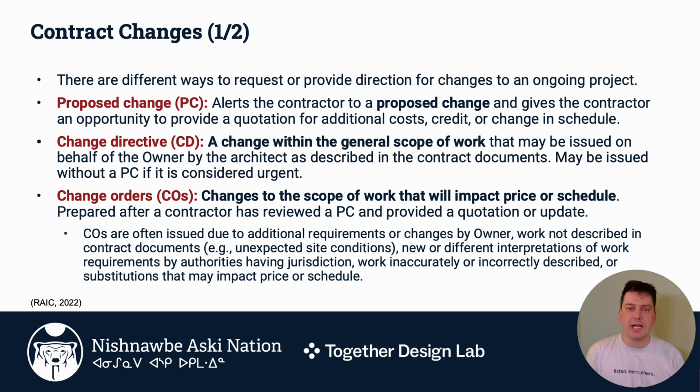The final contract change is one led by the contractor. It's a change order, and it changes the scope of work in a way that will impact the budget or the schedule, and is usually the result of some unforeseen circumstance that the contractor deems significant enough that it will have an impact on the budget or timelines. So you can imagine it being something to do with a site condition that wasn't understood before arrival, or anything else that could slow the contractor down.